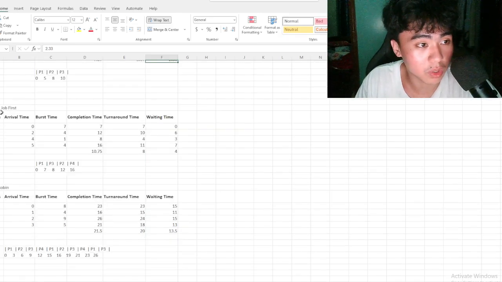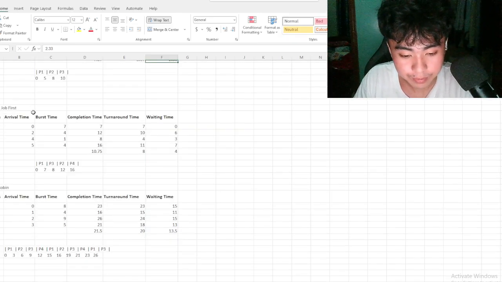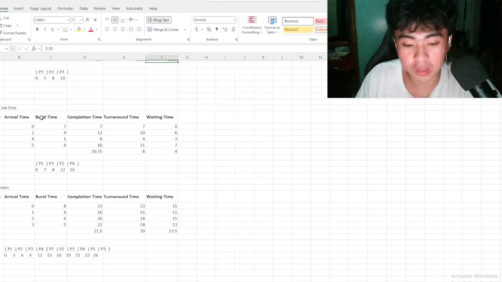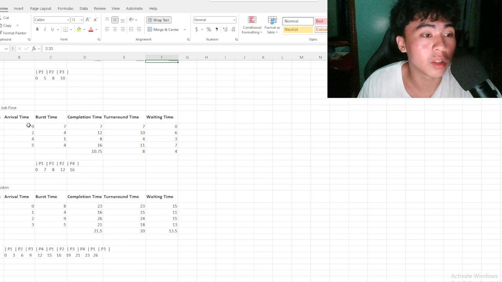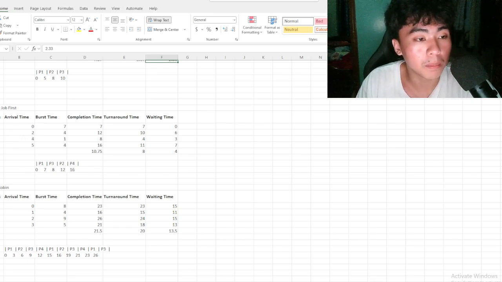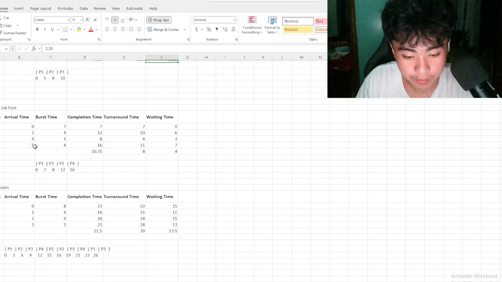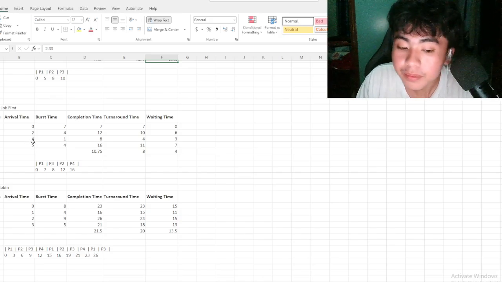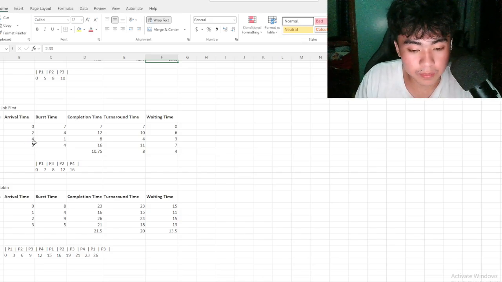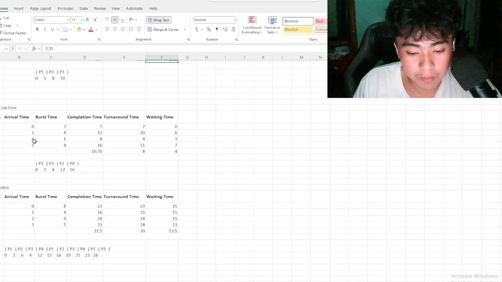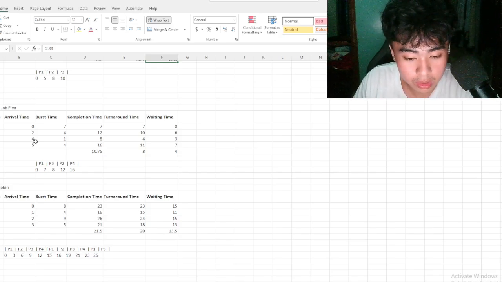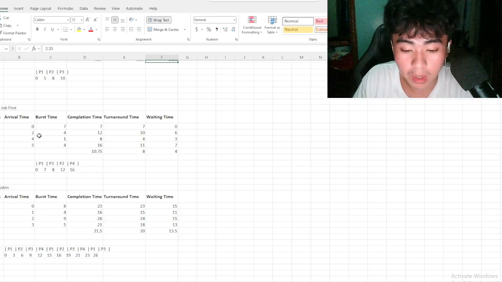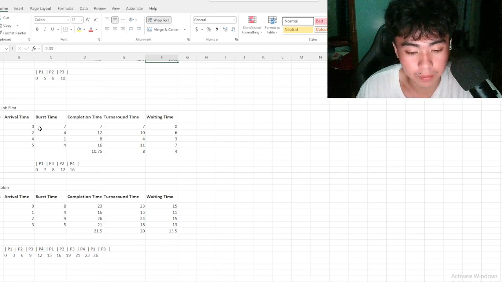So next is shortest job first. The processes are already sorted by their arrival time. P1 starts at 0, P2 at 2, P3 at 4, and P4 at 5. At each step, the process with the shortest burst time is selected to execute next, but once a process starts, it runs to completion without being interrupted.